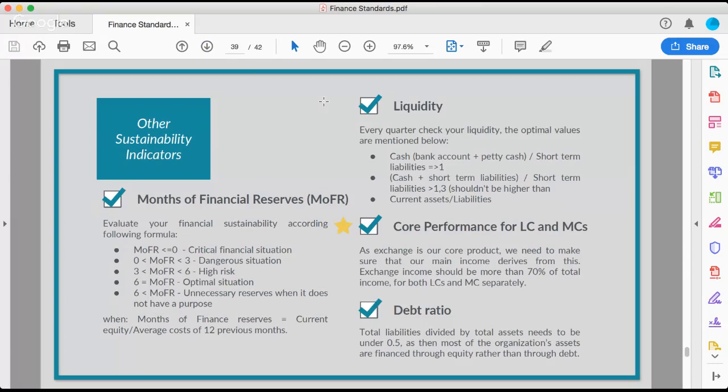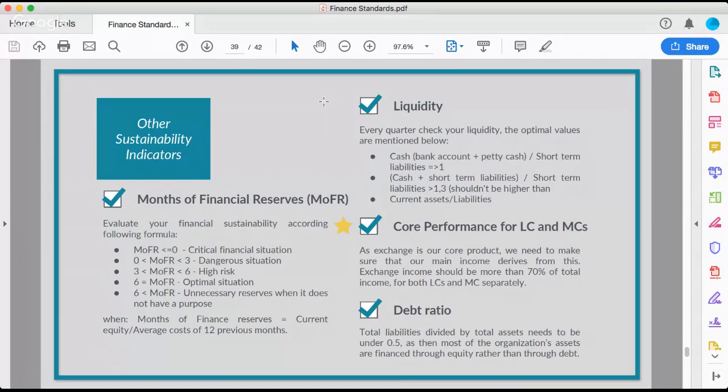And then the other financial indicators, you will also have a realization tool which will show you these, but our months of financial reserves are optimal when they are 6. And this means that if you would not generate any money for 6 months, you would still be able to cover for all the costs. And we calculate these with the average of the cost of the previous 12 months. So, for example, if you have enough equity to cover for 6 of these 12 past months, then you're in the optimal situation.